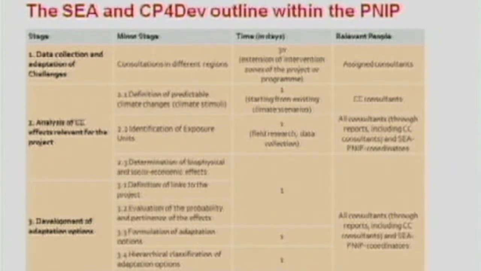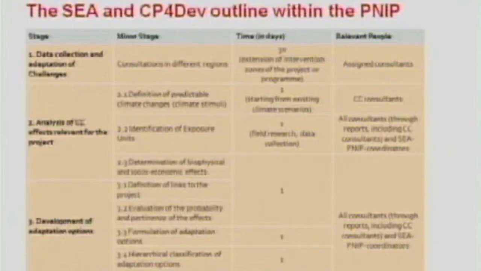For example, concerning the second step, the analysis of climate change effects relevant for the project, there is the definition of the climate stimuli, the identification of exposure units, and the determination of biophysical and socio-economic effects. And concerning the development of adaptation options, one of the minor and important steps is to define the links to the project. That means you have to see why the effects are relevant to the planning.